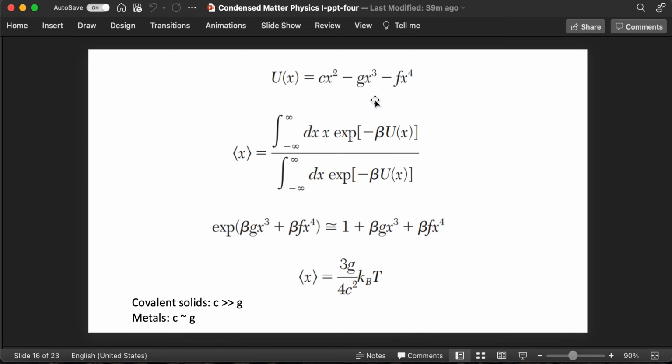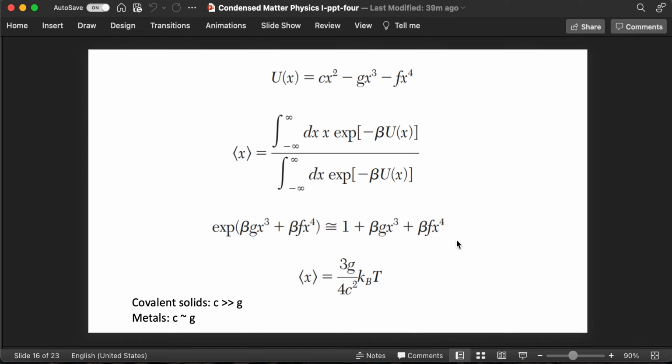So given this potential for the anharmonicity, you can now find the ensemble average of the distance between the two atoms as given by this. In this expression, you basically assume that the anharmonic term is small. It's present, but it is very small. So you expand this term in the ensemble average, and you can write it as this.